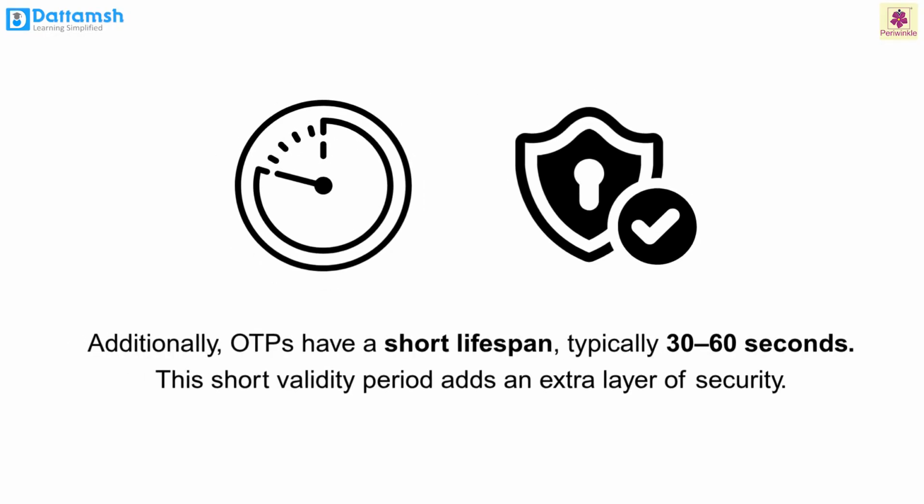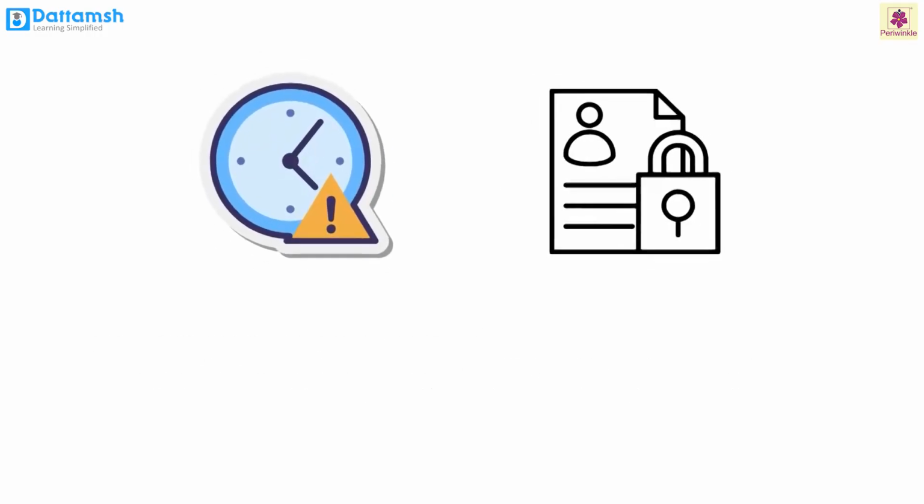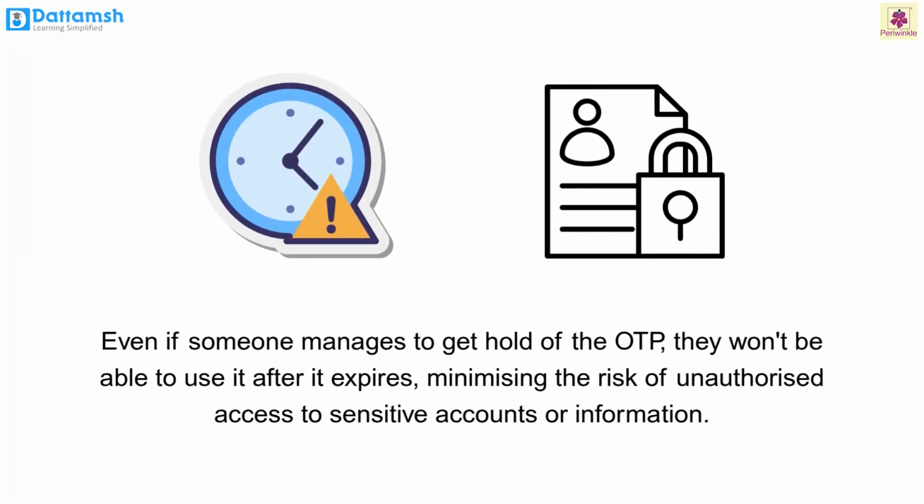Additionally, OTPs have a short lifespan, typically 30 to 60 seconds. This short validity period adds an extra layer of security. Even if someone manages to get hold of OTP, they won't be able to use it after it expires, minimizing the risk of unauthorized access to sensitive accounts or information.